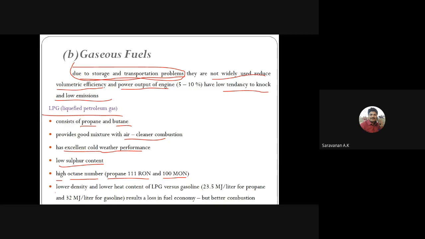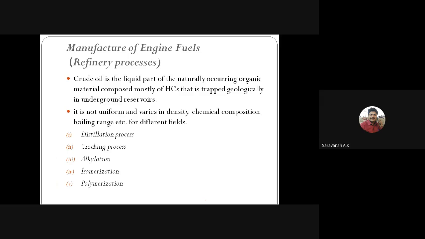And here, see the lower density and lower heat content compared to gasoline. Due to this, it will lose fuel economy. For better combustion efficiency, its losses can be reduced, right?